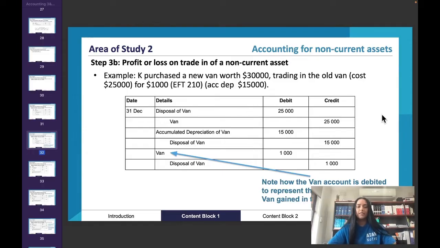And note how the van account is debited to represent the new van gained in the trade-in. So obviously the new van is worth $30,000. So the $1,000 is just part of the value of the new van, but it's going towards the value of the new van that is gained in the trade-in and the purchase of the new van.